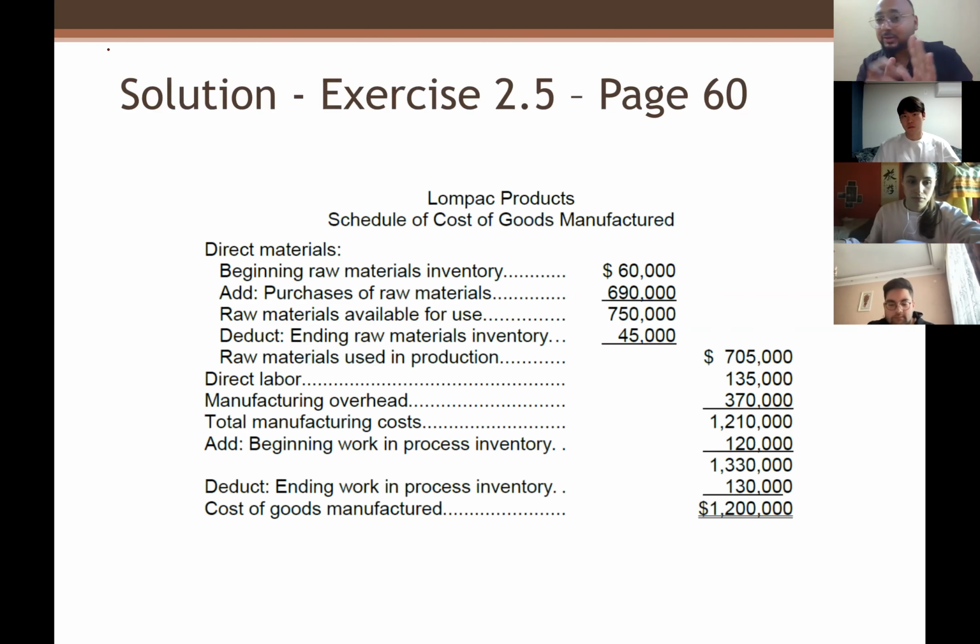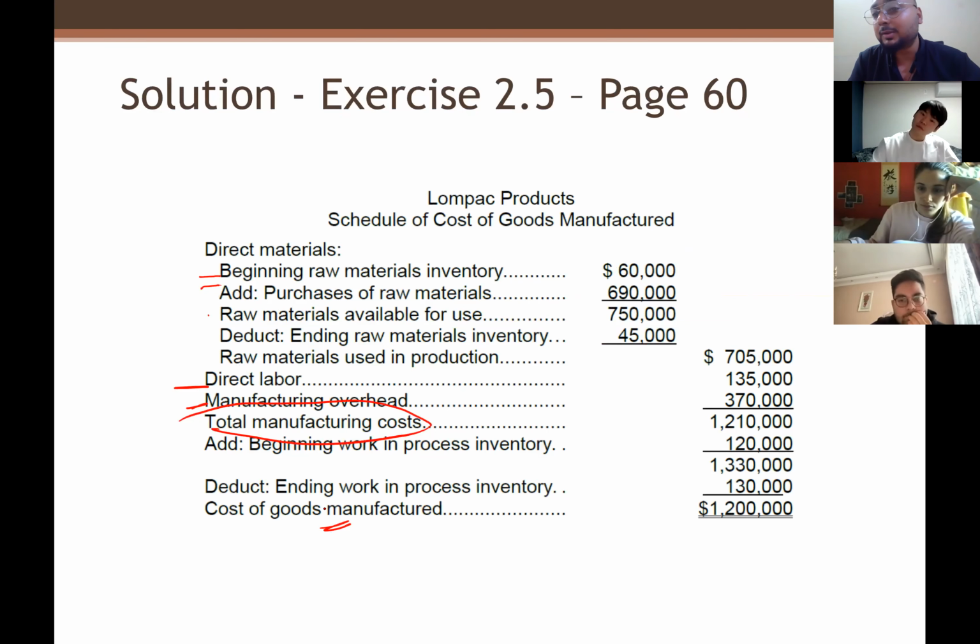Here, manufacturing cost is equal to direct material, direct labor, and manufacturing overhead. So you see, for direct material, we have raw material beginning inventory plus purchases minus ending inventory. And then we have the direct labor and then manufacturing overhead. So total manufacturing cost is there, but they asked for the cost of goods manufactured, so at the end, what you have to do is just add beginning work in progress minus the closing one. That's it.